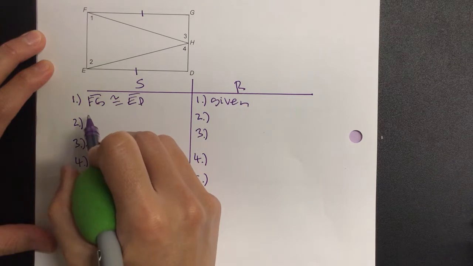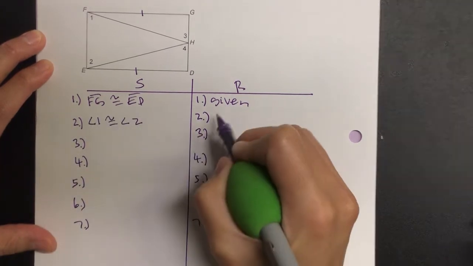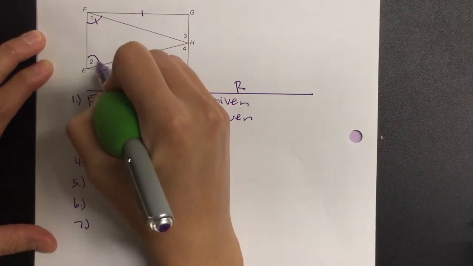What does our second given say? Angle 1 is congruent to angle 2. Good. Angle 1 is congruent to angle 2 by the given. And let's notate as well.